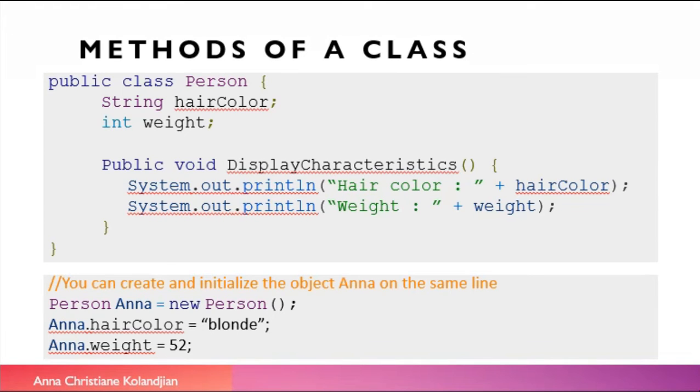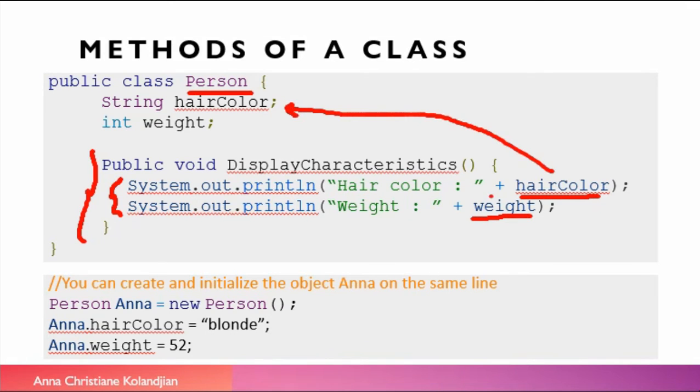Apart from these characteristics, a person object can also perform some actions. These actions are referred to as methods of a class, like eating, sleeping, walking. After creating a method, in its body delimited by curly brackets, you can define the desired behaviors. Let's say we want to print out the characteristics of a person. We create a method called displayCharacteristics and System.out.println some or all the fields.